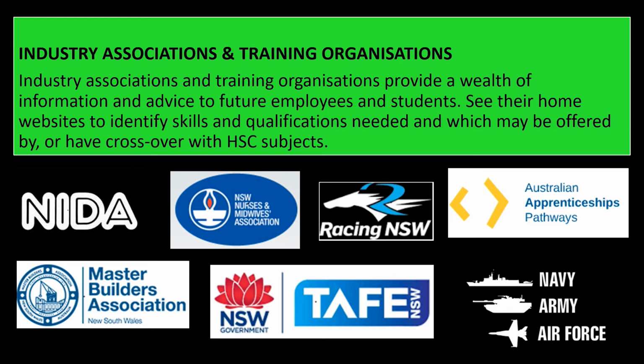Industry associations and training organisations, these guys have a wealth of information about what their future employees, what their future students need and can do to go into those industries or courses. Go to their home websites and you can identify what skills they need, what qualifications they need, what they offer, and some of these may already be offered by an HSC course or have part of it in an HSC course. So for instance, on the screen there we have the Master Builders Association of New South Wales. If you study the VET Construction Pathways course here at high school, that is an articulation into a building apprenticeship when you leave school.